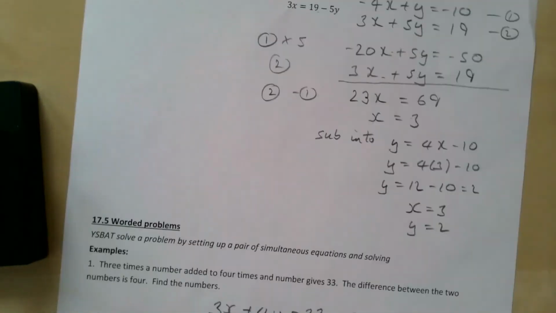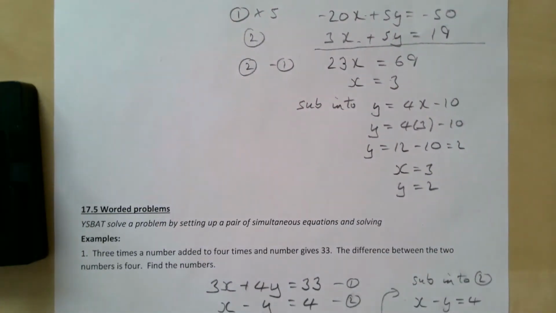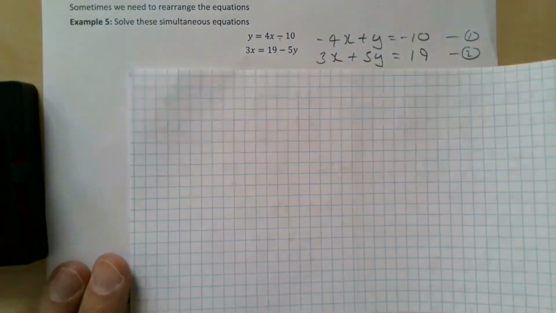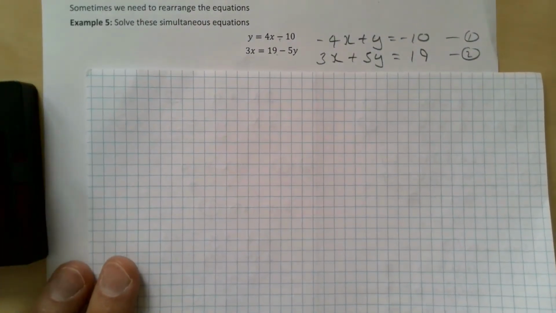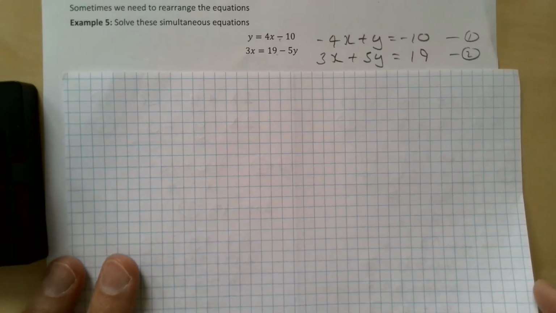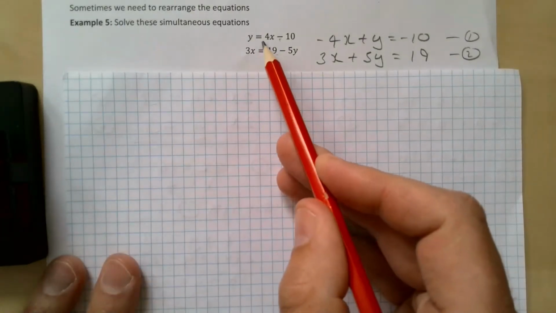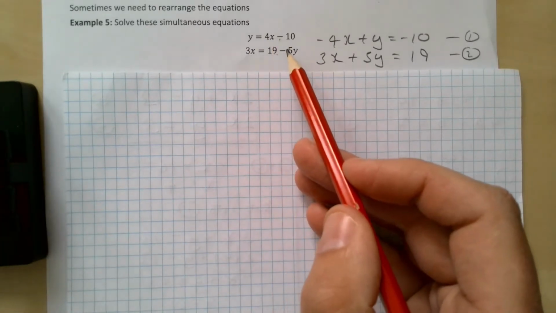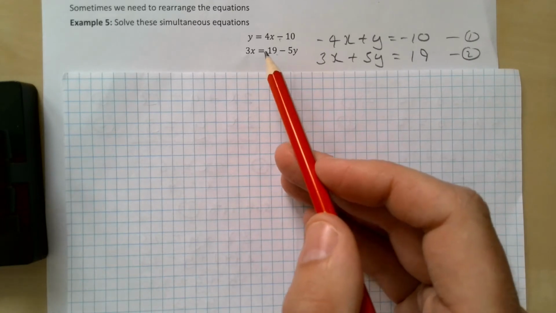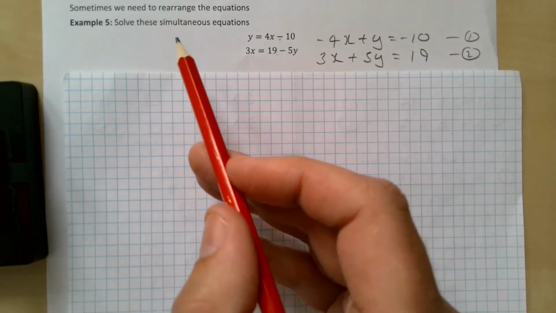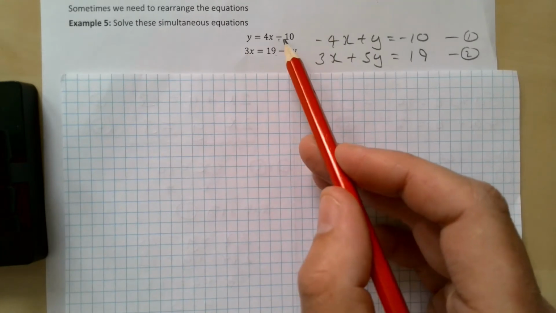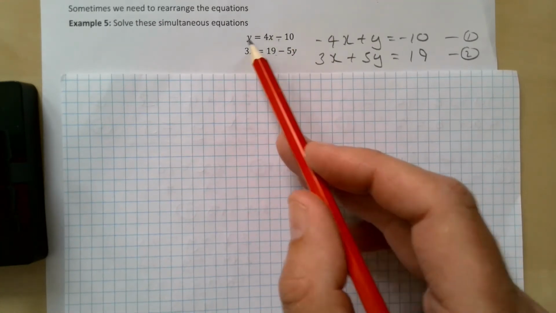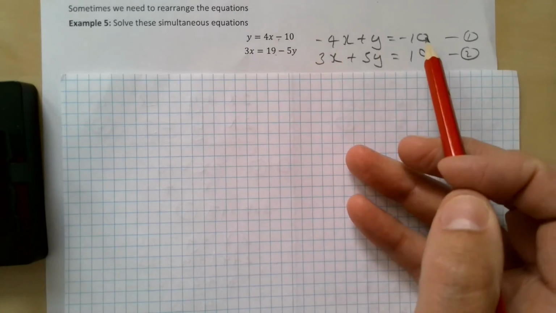Another couple of examples then. Let's take a look. This is example 5, and it says sometimes we need to rearrange the equations. So look at this, they've given us y equals 4x minus 10 and 3x equals 19 minus 5y. There are other ways of solving these, but we're doing it by elimination, so we normally want x something, y equals something. So I've taken the 4x over to this side. I've taken away 4x from both sides, I get minus 4x plus y equals minus 10.